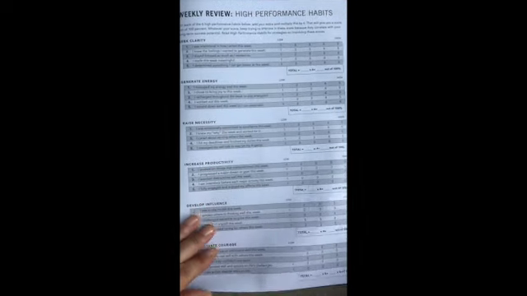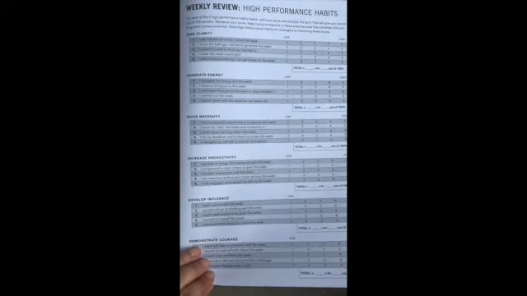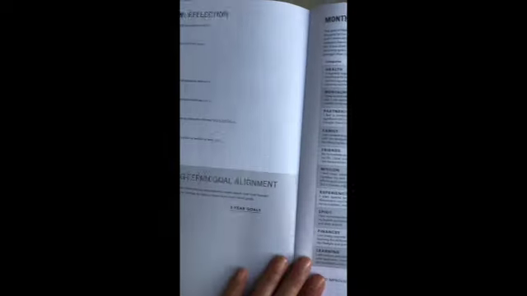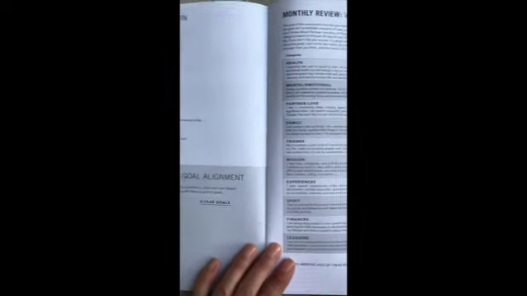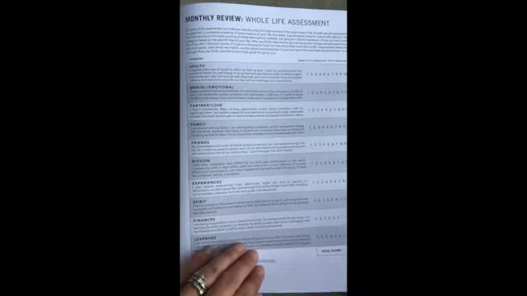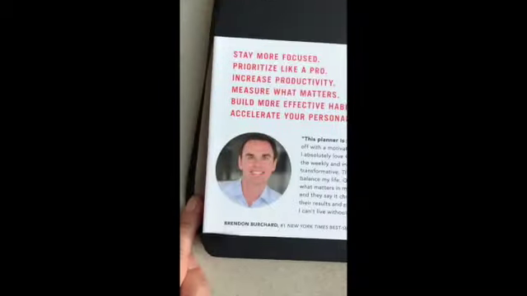Then at the end of his planner, weekly learning review, weekly life review, weekly review of high performance habits, monthly review reflections, and monthly review long-term goal alignment. Moving on to monthly review whole life assessment. So that's it, Brendan Burchard.